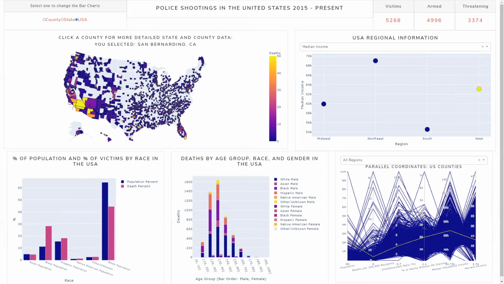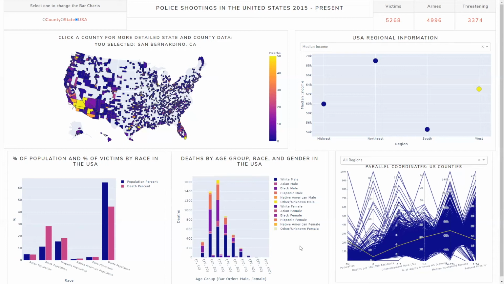This leads us into our next plot, which is also a bar graph, but this one is organized according to age group, race, and gender across the United States. So we have a double bar chart and a stacked bar chart in one. The bars are ordered from male to female, and also they're ordered by age. And this helps us see which age groups experience the most police fatalities.